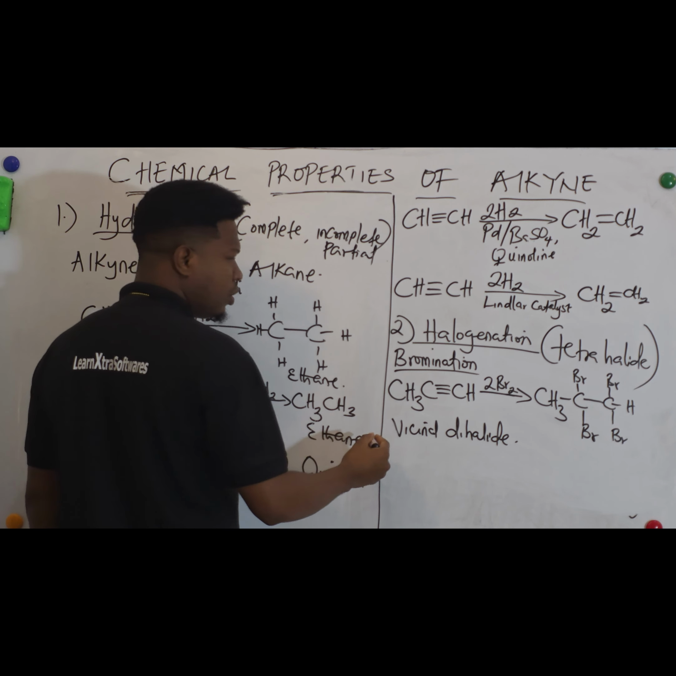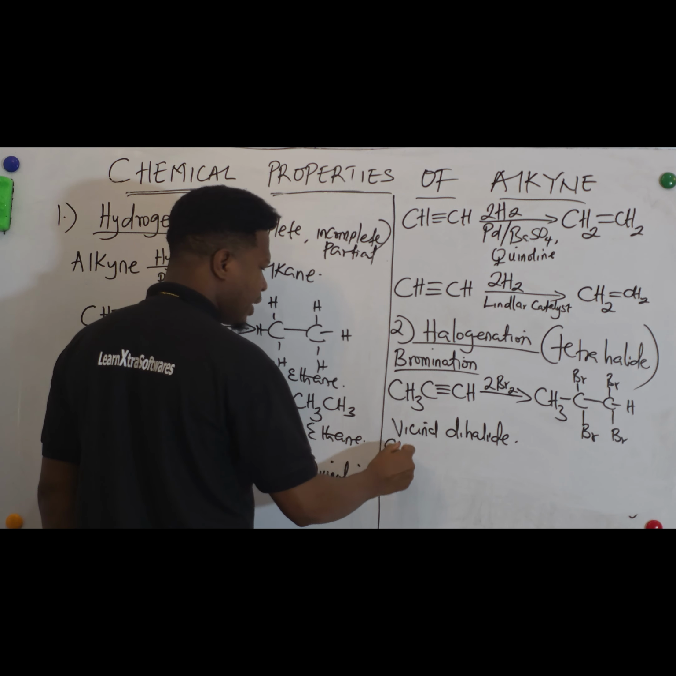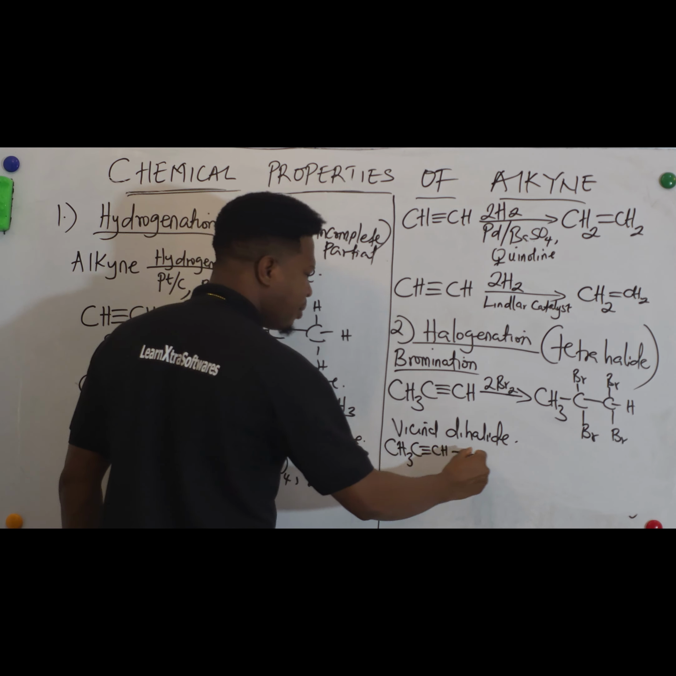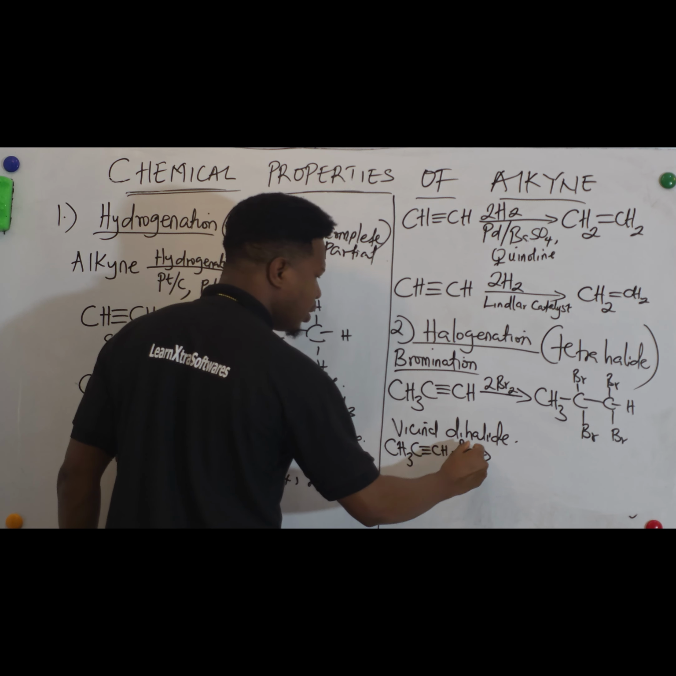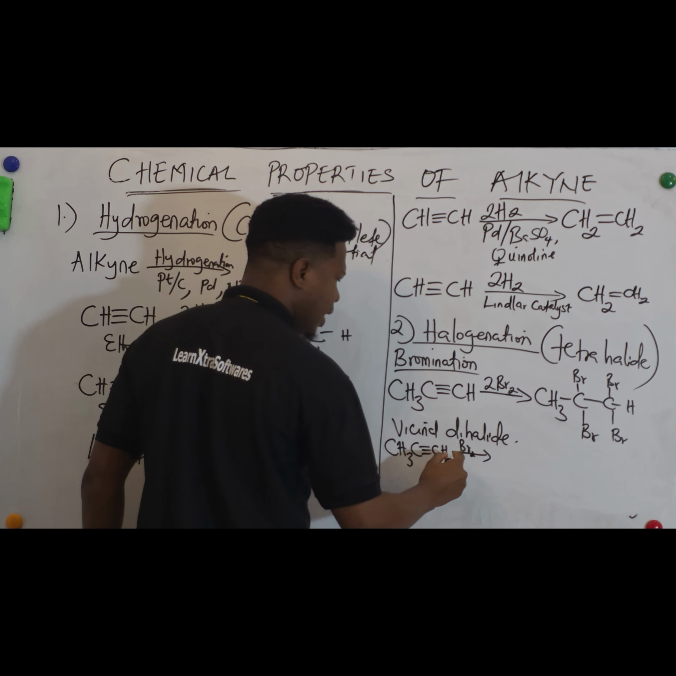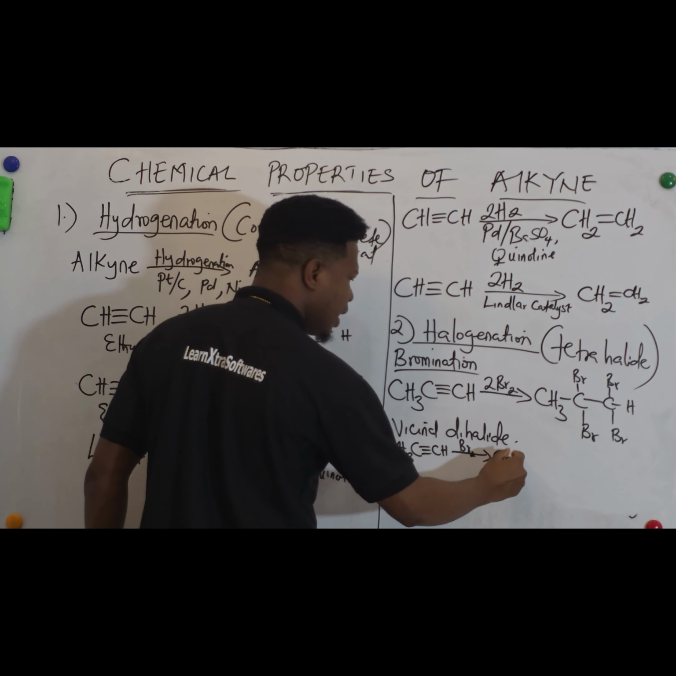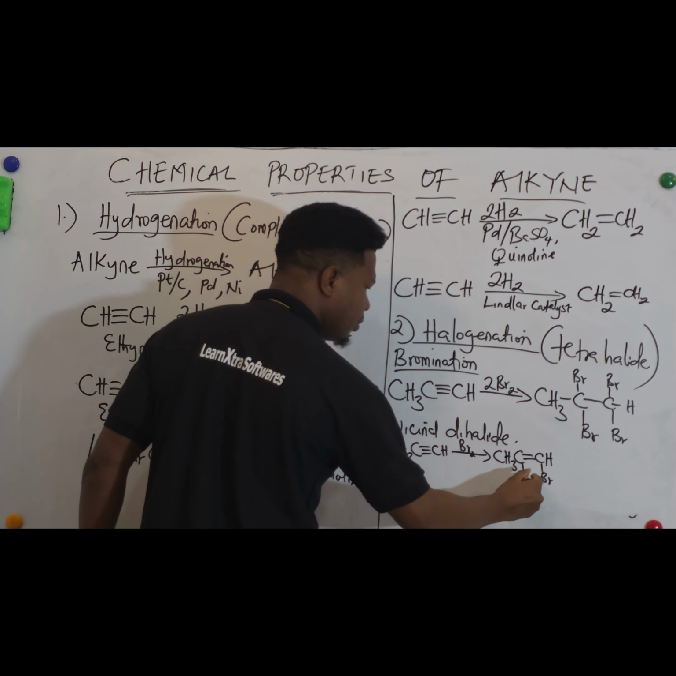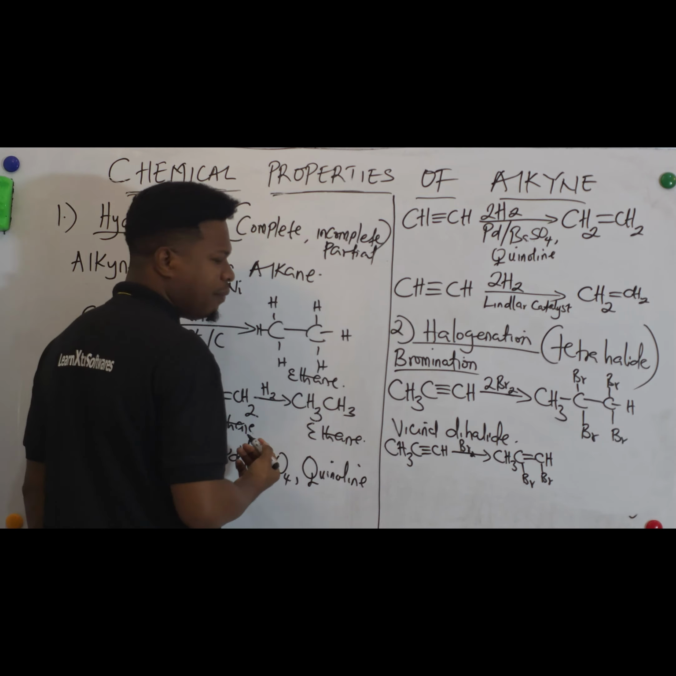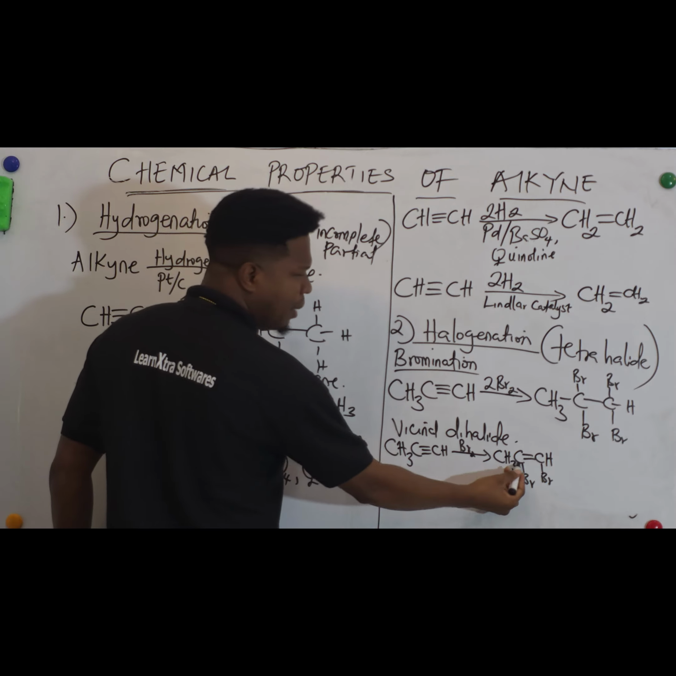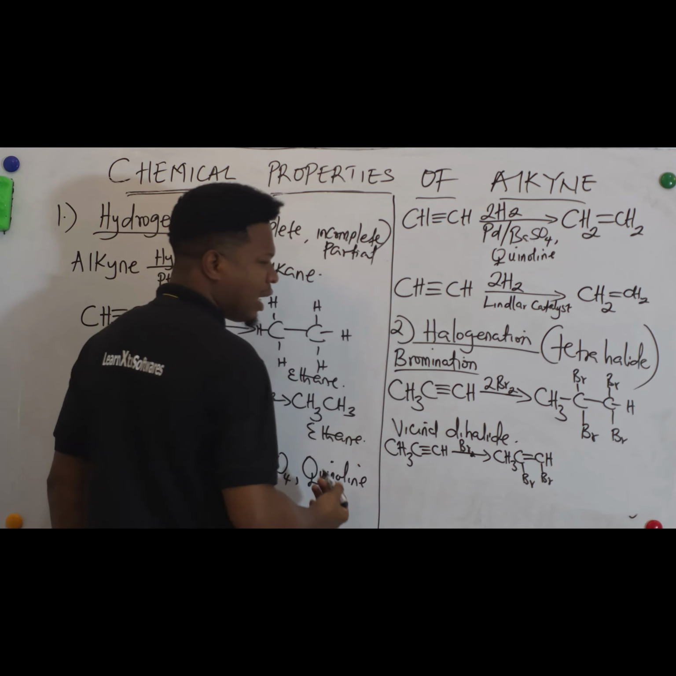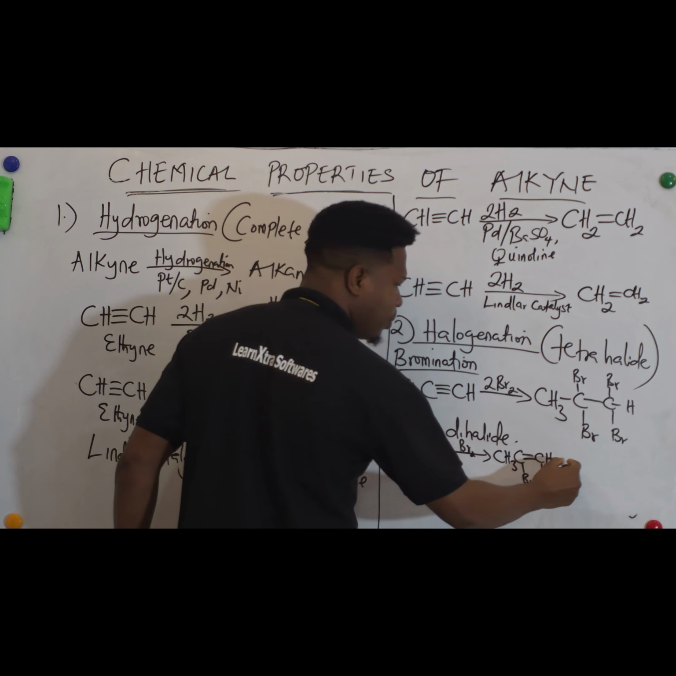Let me show you. Okay, so let's carry out the same reaction again, but this time around, let's do it step by step. Let's do the first halogenation, adding these two here. We have CH3, C double bond, CH. We add Br, Br. This is a vicinal dihalide. A vicinal dihalide is a compound that has a halogen on each adjacent carbon. Okay, so let's complete the halogenation now.